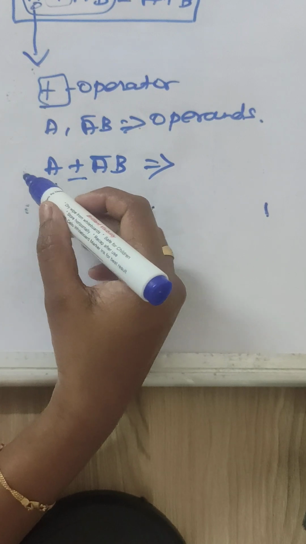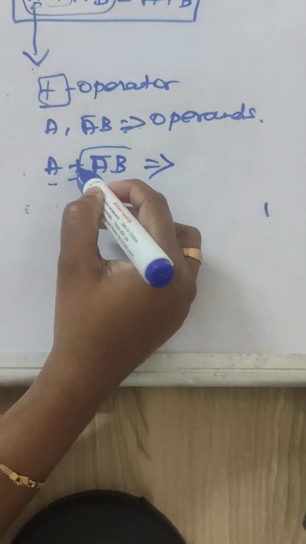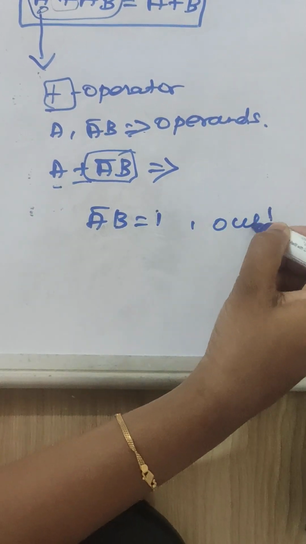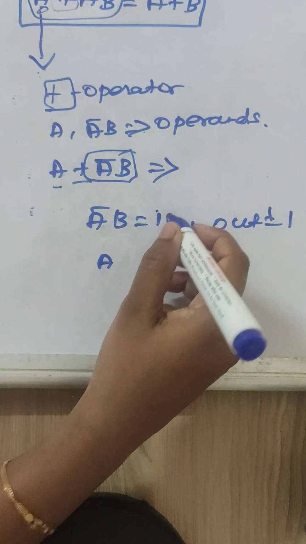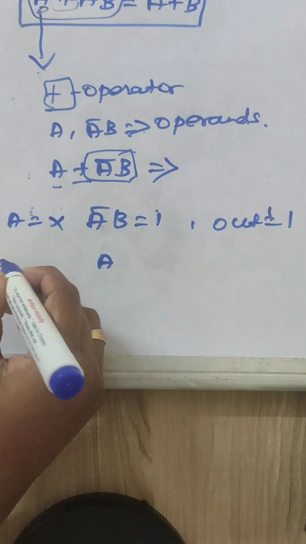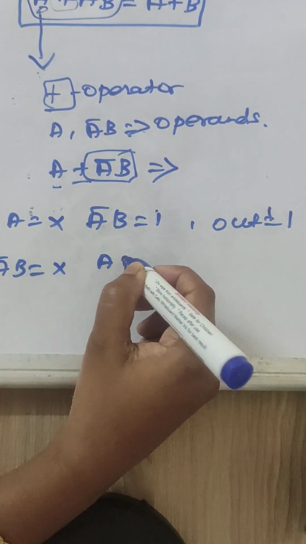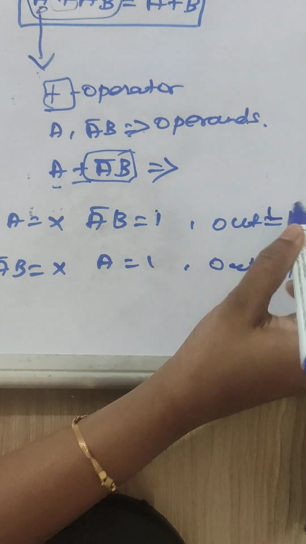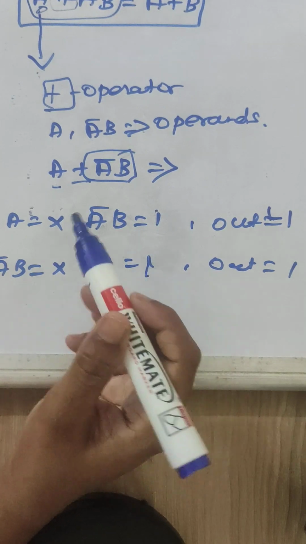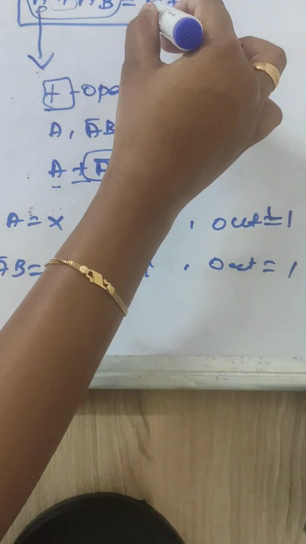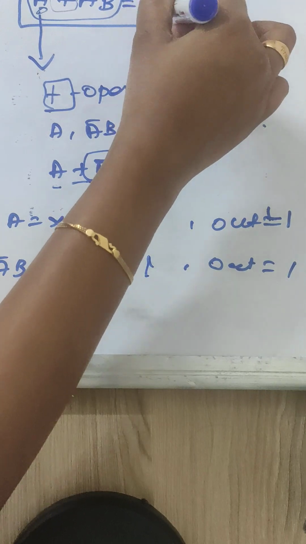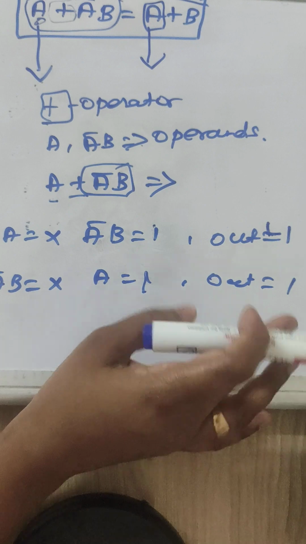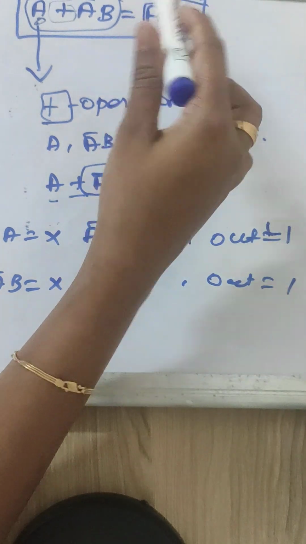How will it behave? If A is high, it will make the output high. Or if A bar B is high, the output will be 1. Here, if A is high, A bar B is don't care. Here, if A is 1, the output will be high. This is what our OR operator does. So if A is high, then definitely this will be A only, and it will automatically make the output high. It won't depend upon the other input.